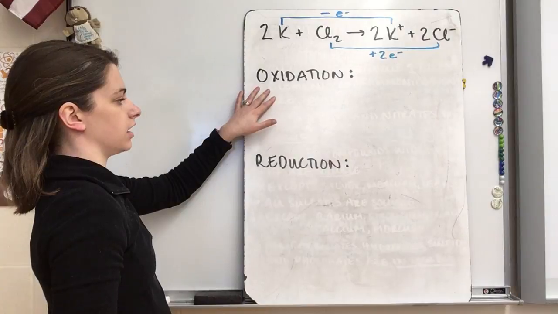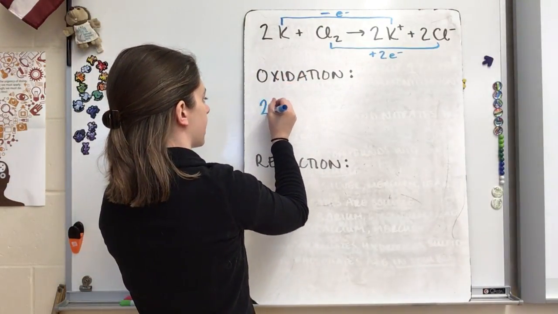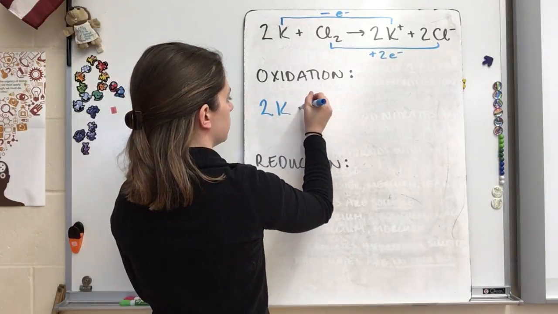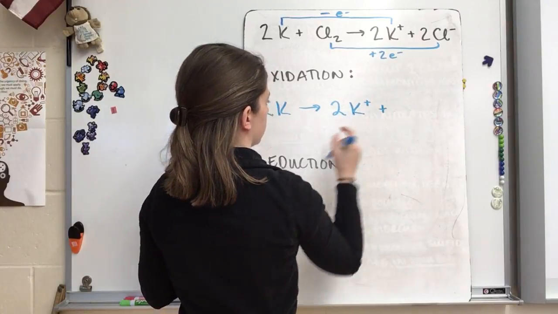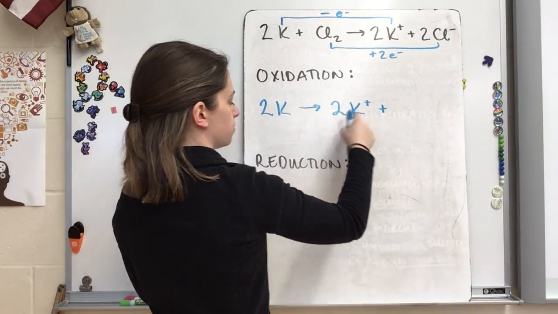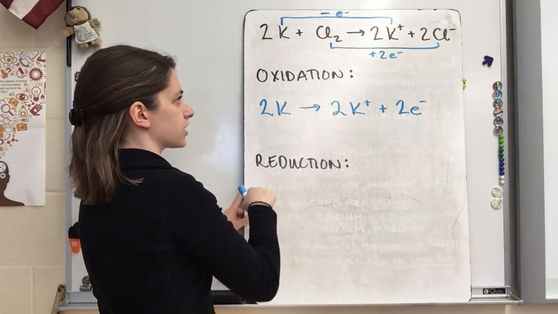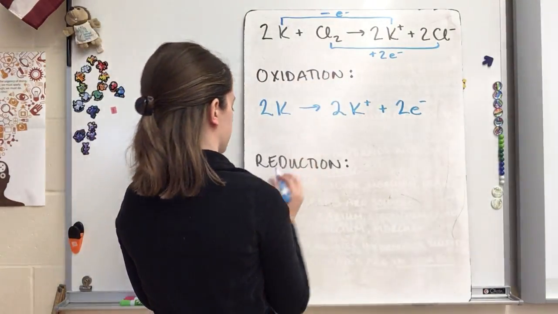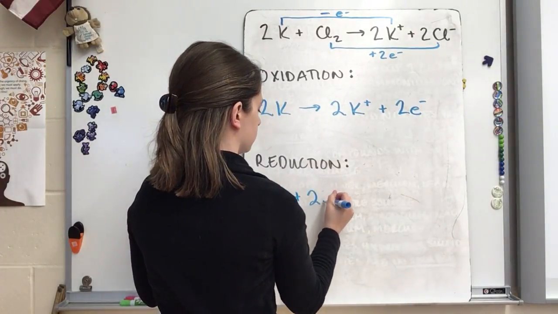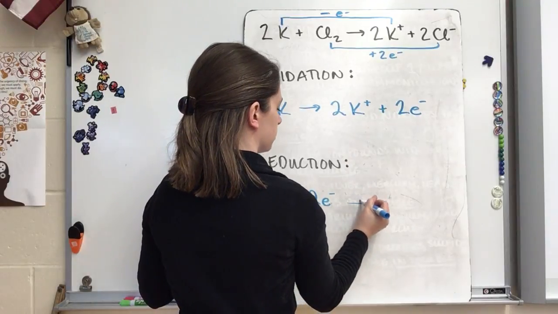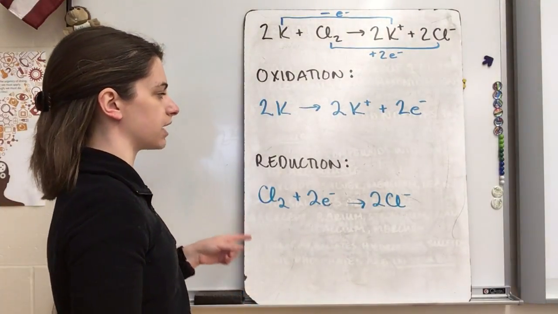Now, oxidation is loss. So our oxidation half reaction is going to be our potassium going to our potassium ion. And then since I have 2 potassiums and 2 potassiums here, I need 2 electrons. And then reduction is gaining electrons. So I'm going to go from my neutral chlorine, and then I'm going to add 2 electrons to turn it into 2 chloride ions. So if you notice, my charges have to balance.